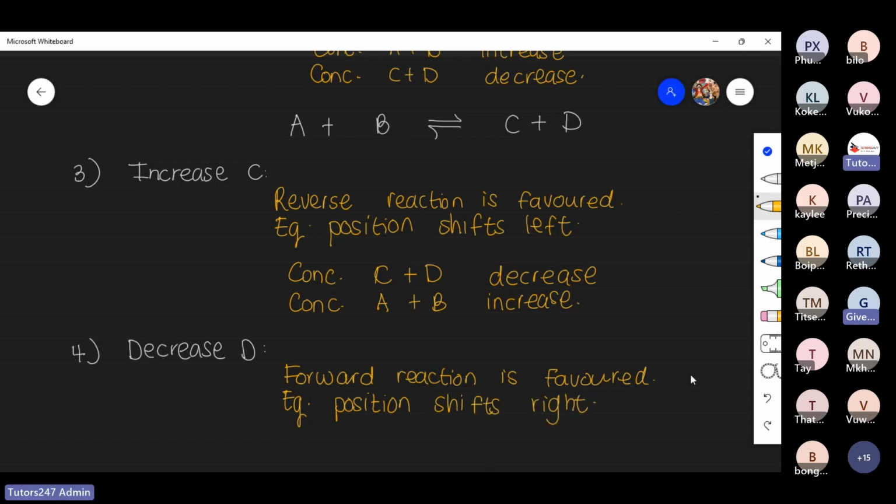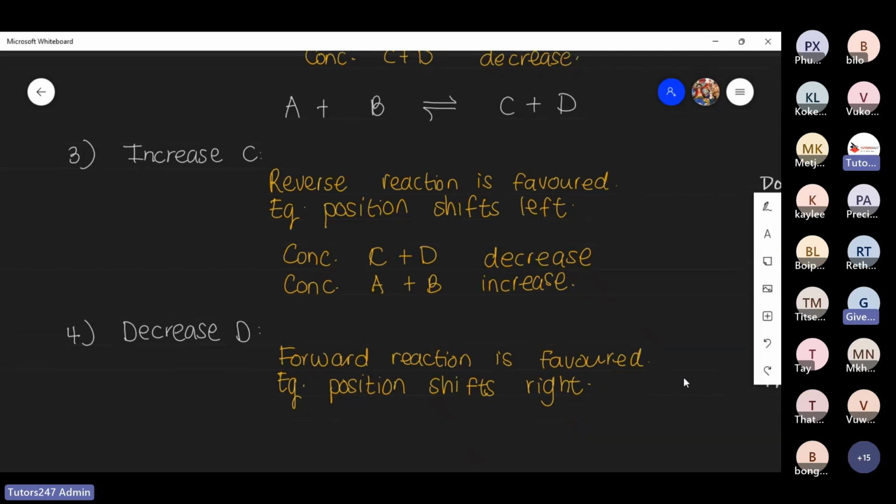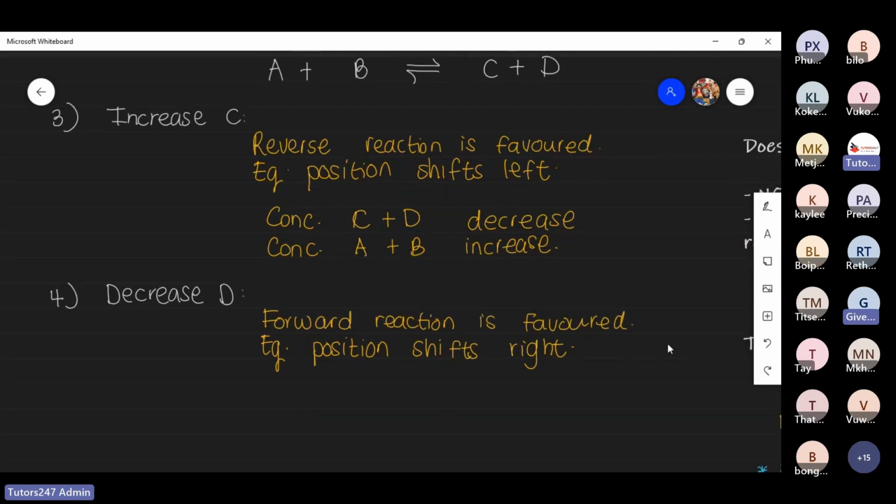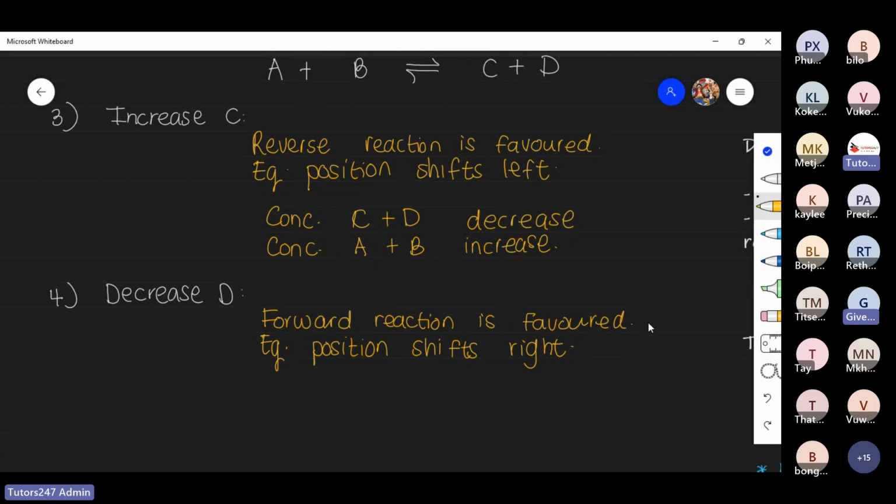Now, what can we discuss about the concentrations? If we are favoring the forward reaction, it means that A and B are going to get used up to produce C and D. So that means the concentration of A and B will decrease, and the concentration of C and D increase. Okay, so that is concentration.